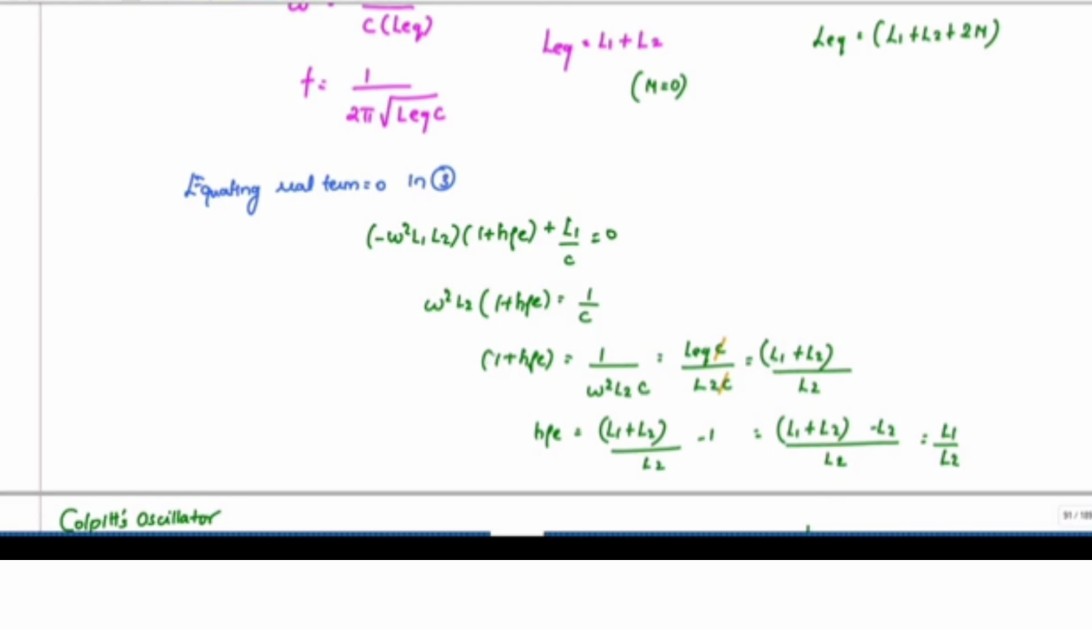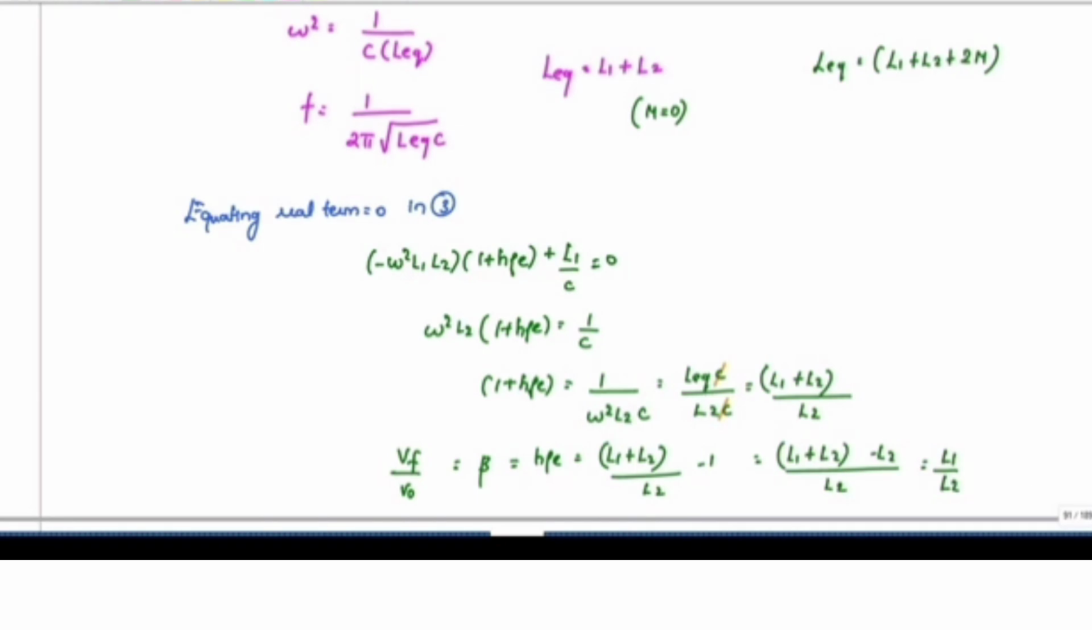You know that omega square is equal to 1 divided by C L equivalent, so C gets cancelled out. So I will get L equivalent divided by L2, where L equivalent is L1 plus L2, as I consider M equal to 0. So what is HFE? HFE is equal to L1 plus L2 divided by L2 minus 1. So I will get HFE is equal to L1 plus L2 minus L2 divided by L2. So L2 gets cancelled out, and I will get HFE is equal to L1 by L2. So HFE is nothing but the beta value.